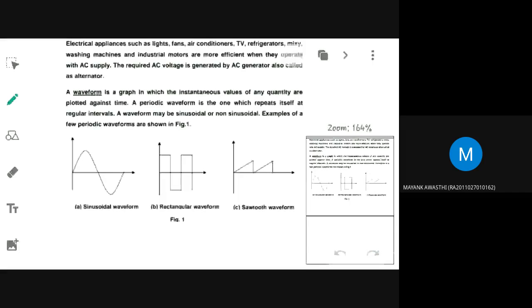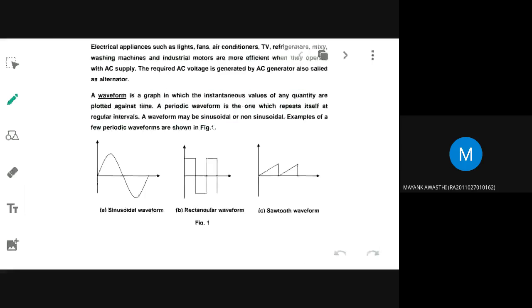Now, why do you need to have an AC supply? Last class, while discussing unit 1 itself, I told you about the various appliances that work on AC. All the home appliances, TV, refrigerator, AC, everything needs an AC supply. This AC supply may be single phase or three phase, and it has different types of waveforms, basically the sinusoidal waveform.